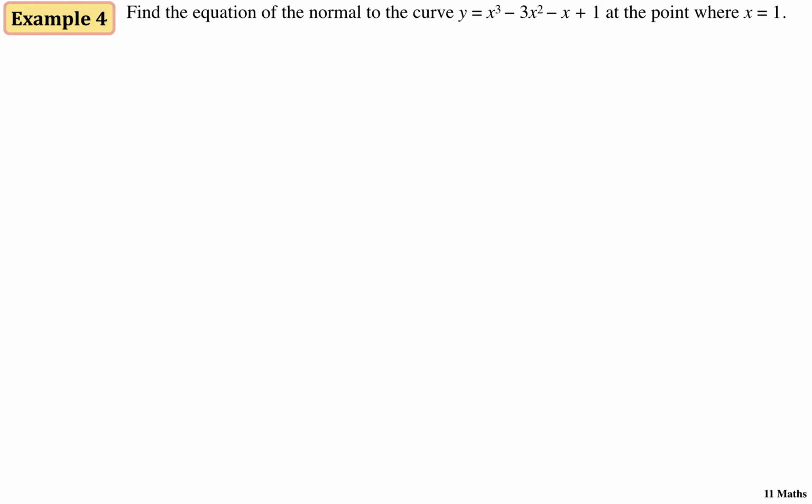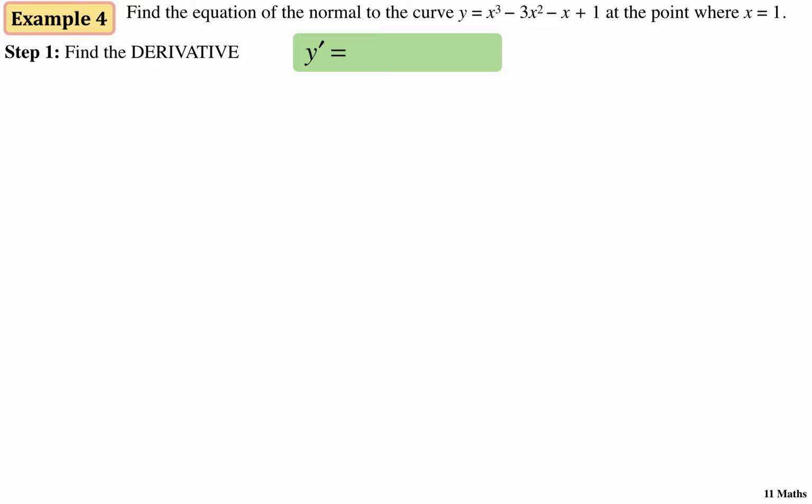Let's try number 4. Let's find the equation of the normal to the curve. Now this bit here, normal. When you have to find the equation of a normal, you can basically do it the same way as finding the equation of the tangent. The only difference is we have a slightly different derivative. So remember, the first thing we often do is find the derivative. So let's find the derivative.